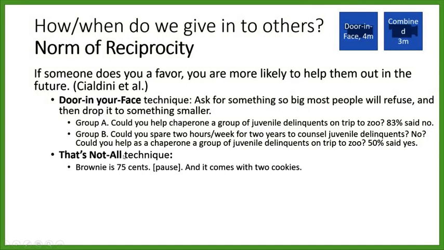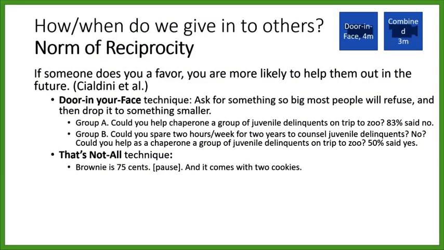We have two other techniques that you should know about. The that's not all technique we've all been subject to. It worked like this initially. Someone, a Girl Scout, might come up and say, oh, I'm selling brownies. They're 75 cents. And then they pause and you get accustomed yourself to the idea that it's 75 cents. And they add, and it comes with two cookies. And at that point, you're much more likely to buy than if they had said it right up front, it's 75 cents for a brownie and two cookies. So it's a funny little mechanism.